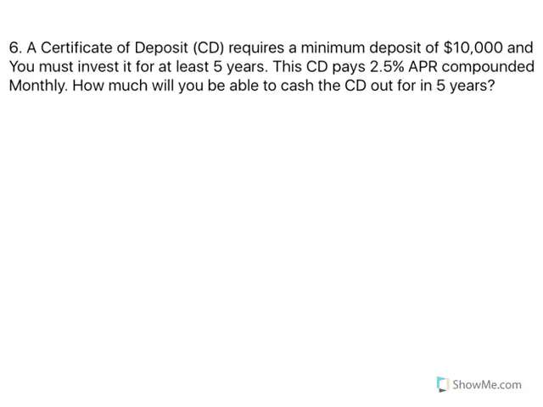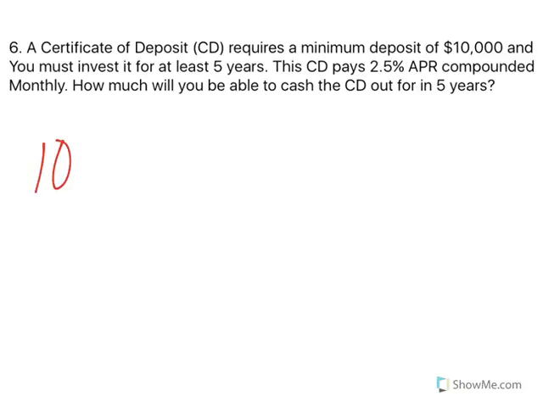A certificate of deposit requires a minimum deposit of $10,000. Now, that's not necessarily true. It depends how much you're putting it in for. The more you have and the longer you invest it, the higher your percentage rate, definitely. But I had a CD that only had a minimum deposit of $500. So it totally depends on what you're doing. Okay, so you have to invest that for at least 5 years. This CD pays 2.5% APR, compounded monthly. How much will you get if you cash it out in 5 years when it matures?